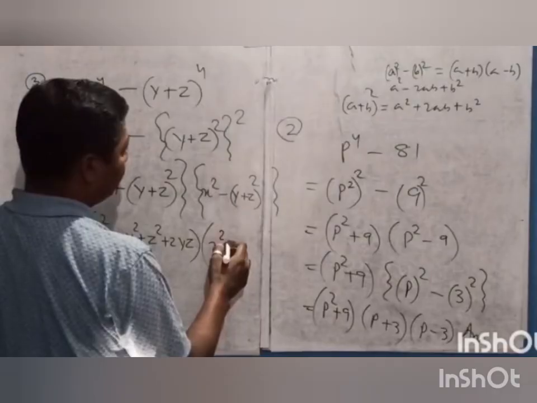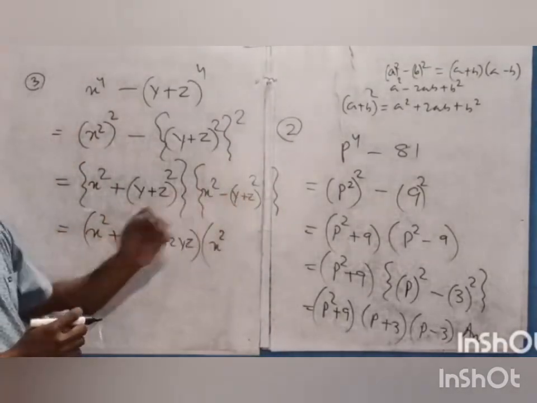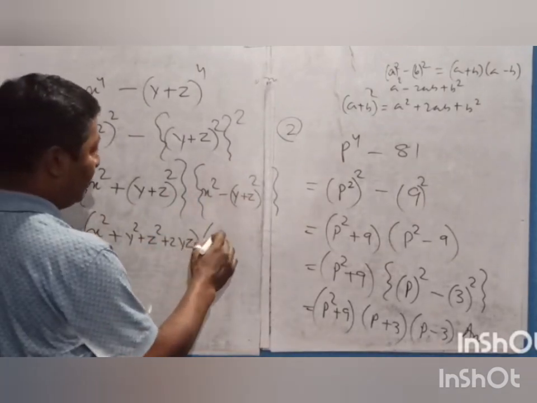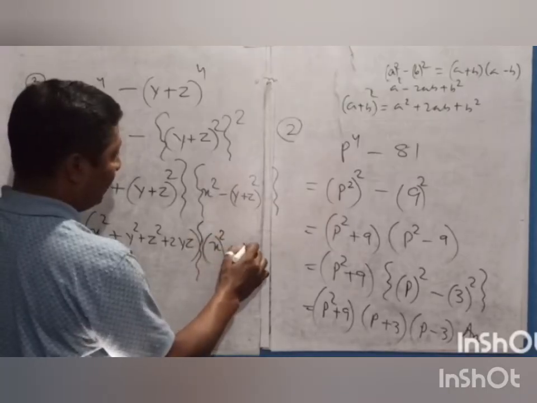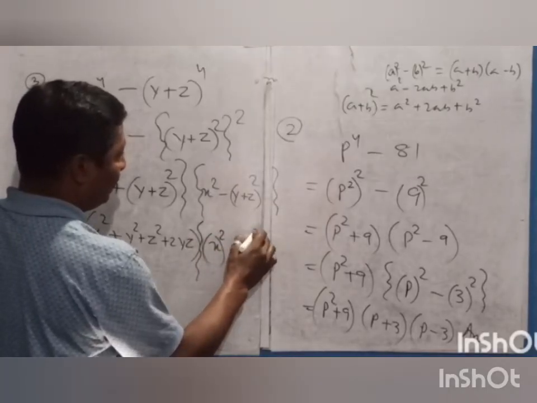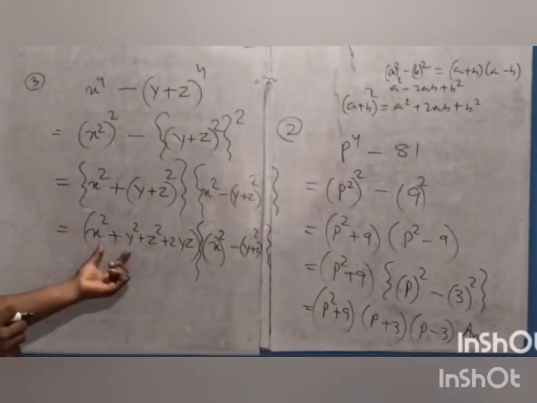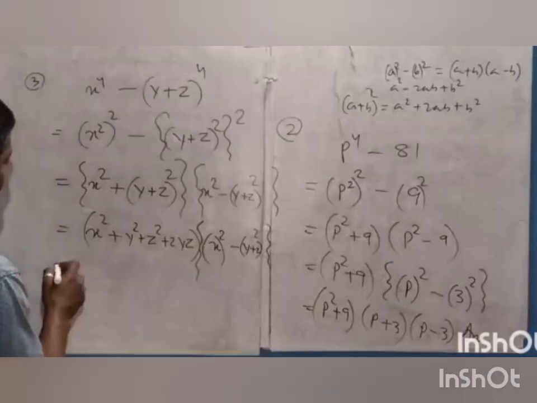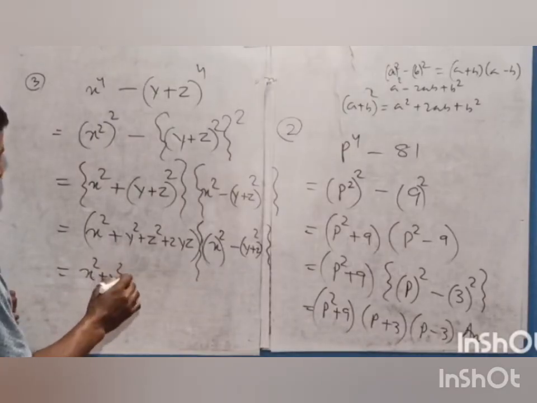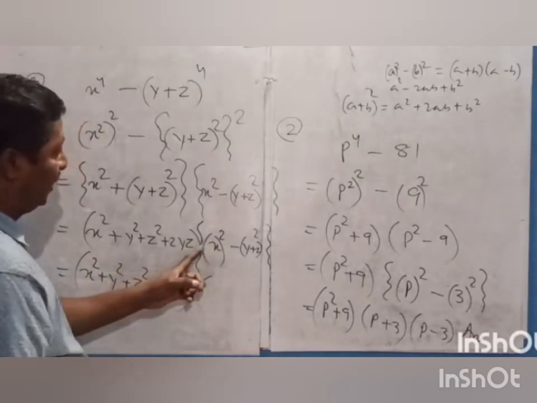Now a square minus b square. Again there is a square minus b square form. See, this is x whole square and (y plus z) whole square. So it cannot be expanded further, but it can be expanded into two more factors. Okay, let's proceed. x square plus y square plus z square plus 2yz.